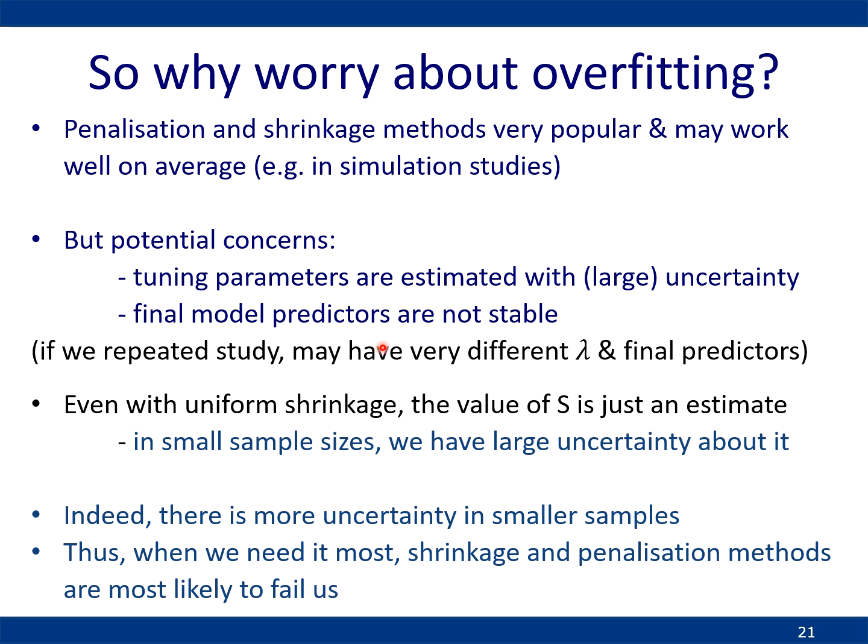Even when we apply uniform shrinkage, using the methods we introduced earlier in the day, your value of S is still just an estimate. So the value of uniform shrinkage that we apply, we don't know if it's right. It's our best guess. And in small sample sizes, there's going to be a lot more uncertainty about it. So actually, sadly, when we need it most, shrinkage and penalisation is more likely to fail us because the uncertainty on our estimates of lambda and S is going to be so big when the sample size gets small that we have less reliability that it's going to work.